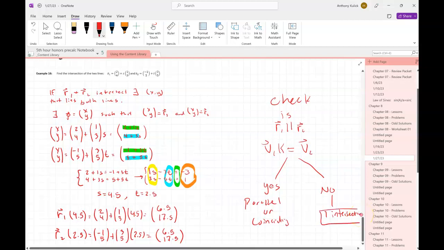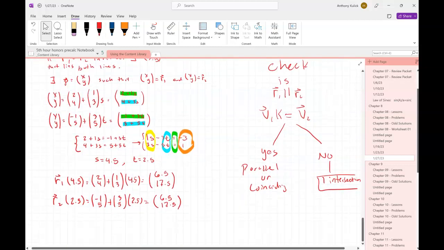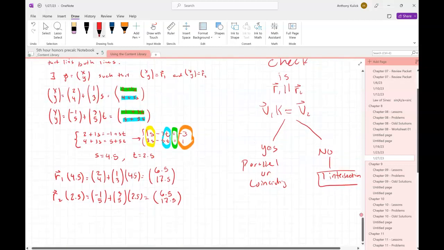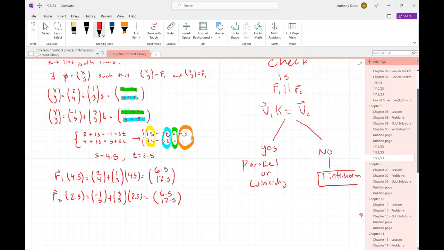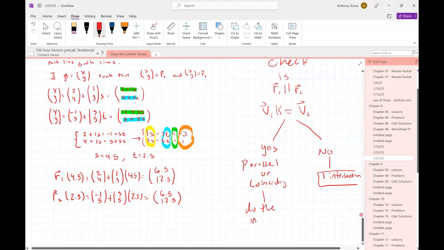Everybody's okay with that? Now, how am I going to tell the difference between parallel and coinciding? If we do the intersection and there's a solution, what's that going to tell me? Or actually, let's do this. It's even easier.